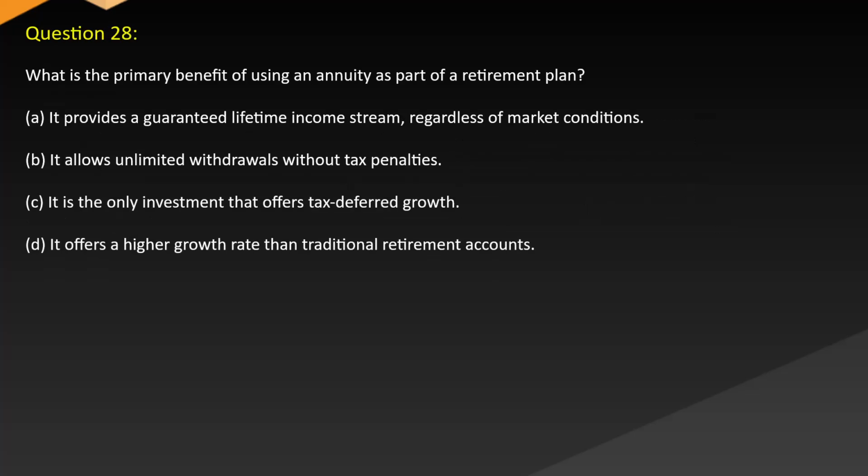Question 28. What is the primary benefit of using an annuity as part of a retirement plan? A. It provides a guaranteed lifetime income stream, regardless of market conditions. B. It allows unlimited withdrawals without tax penalties. C. It is the only investment that offers tax-deferred growth. D. It offers a higher growth rate than traditional retirement accounts.